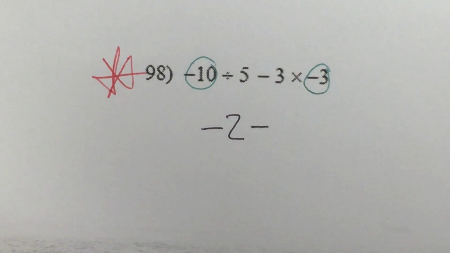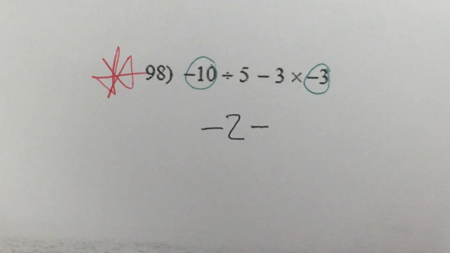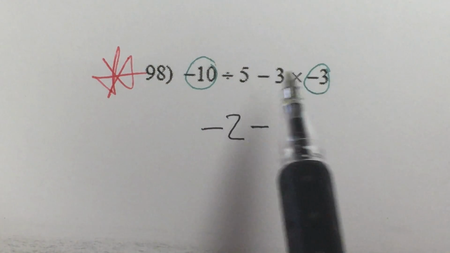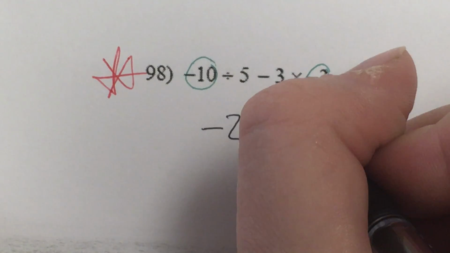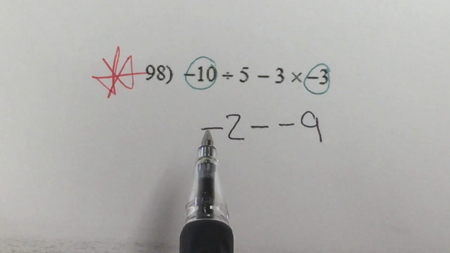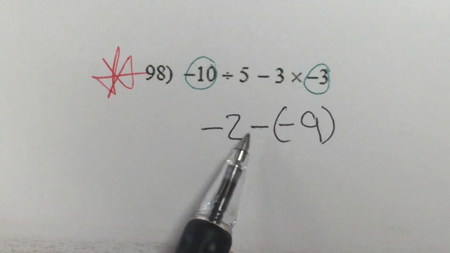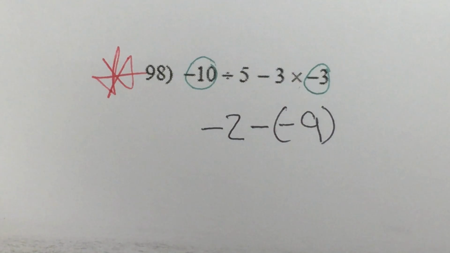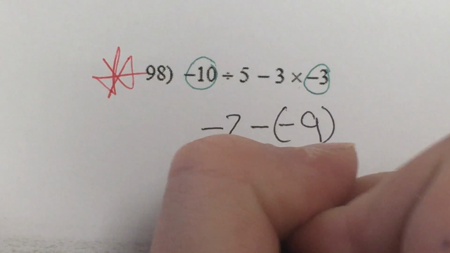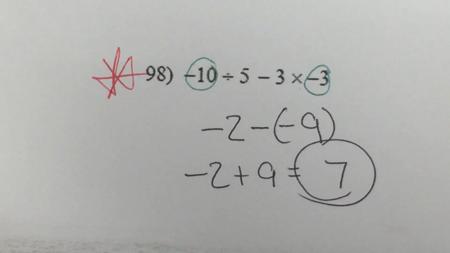minus 3 times negative 3. Well, we already talked about when you have a positive and a negative, your answer is negative. So now we've got negative 2 minus negative 9. Here we have that double negative again. And if you remember, double negative turns into a positive, and this is 7.